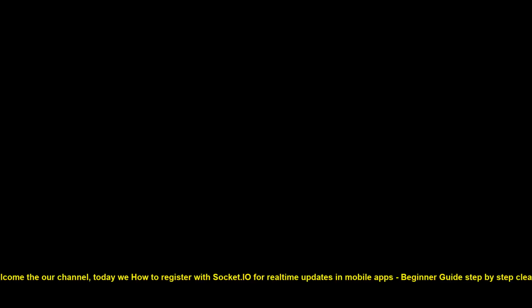Today we learn how to register with Socket.io for real-time updates in mobile apps, a beginner guide step by step, clearly. To get started with Socket.io for real-time updates in your mobile app, begin by setting up your development environment. Ensure you have Node.js installed on your machine. If you haven't installed Node.js yet, download it from the official website and follow the installation instructions.